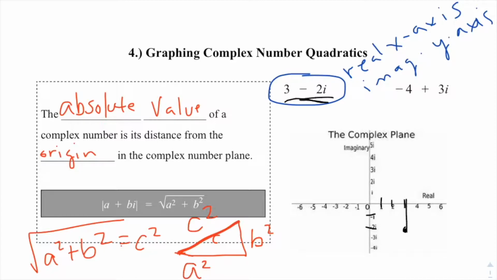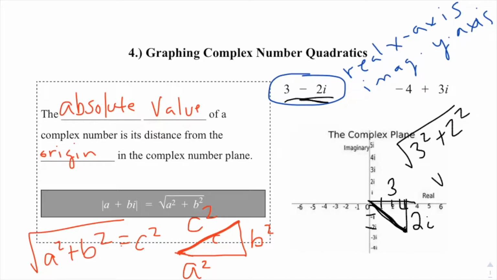That forms a right triangle with the x-axis right here, so we can find the hypotenuse, which is the distance from the origin, just by saying we've got 3 units on that axis and 2 units on this axis. So we get the square root of 3 squared plus 2 squared, which is the square root of 9 plus 4, which is the square root of 13. So that is actually our distance from the origin for that complex number if plotted.